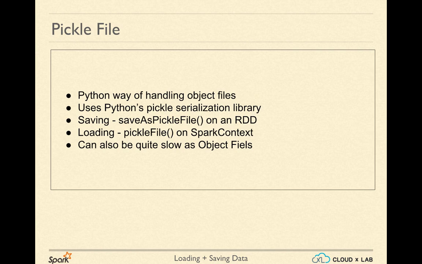Pickle files are the Python way of handling object files. Pickle file uses Python's pickle serialization library. To save an RDD, you can call saveAsPickleFile on an RDD. And to load an existing pickle file, you can use the pickleFile function on Spark context. Pickle file serialization or deserialization can be quite slow, as with object files.